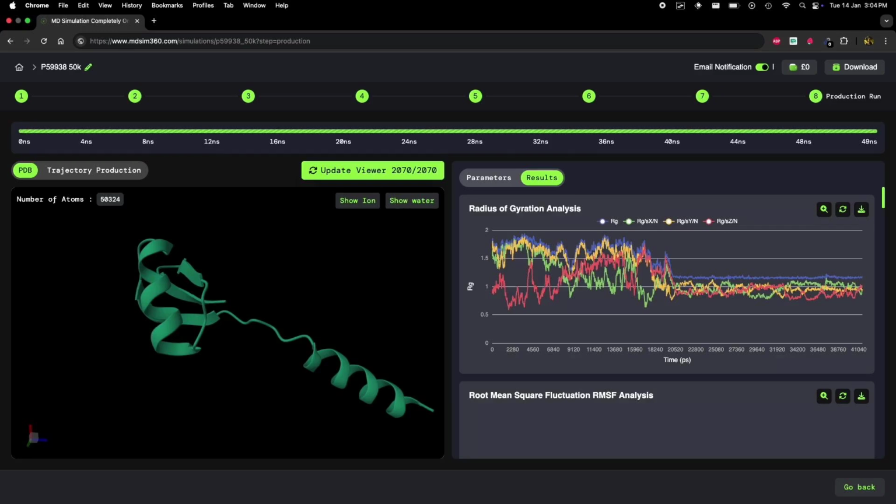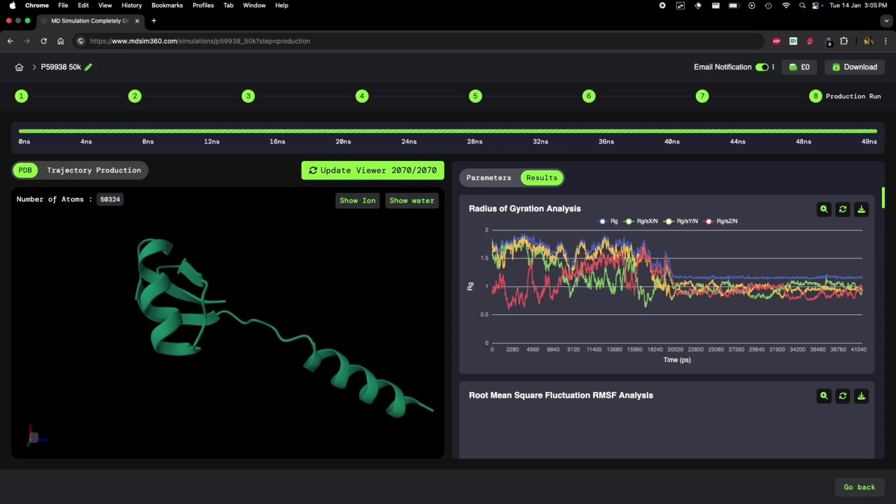For this video, we explored an interesting case: protein folding. This simulation captures the intricate process of protein folding in a short time frame. We ran the simulation for 15 nanoseconds, which took about 12 to 15 hours to complete. With MD-Sim 360's real-time monitoring, we accessed live results and trajectory data throughout the process. While the simulation was running, we analyzed the results in real time. Now, let's dive deeper into the findings.